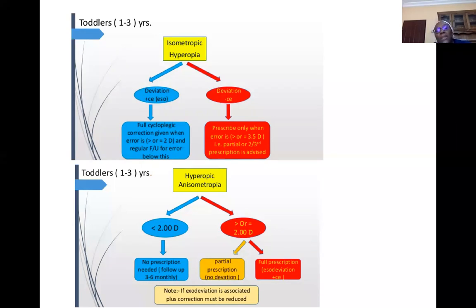it's just recommended that you do a follow-up every 3 to 6 months. But if it is more than 2, it's better to give the full prescription because of the risk of amblyopia at that age. And if there's no deviation, you can give a partial prescription, which you will follow up and probably increase. But if there's exodeviation associated, the plus correction must be reduced. That means probably more of myopia than hyperopia.